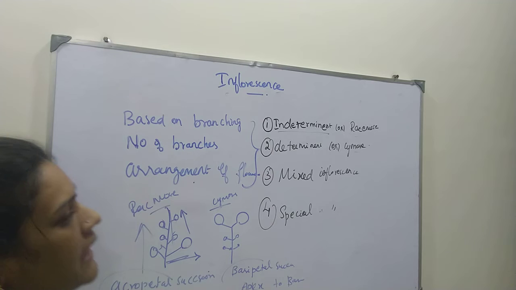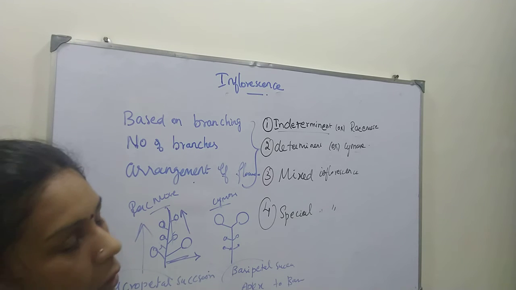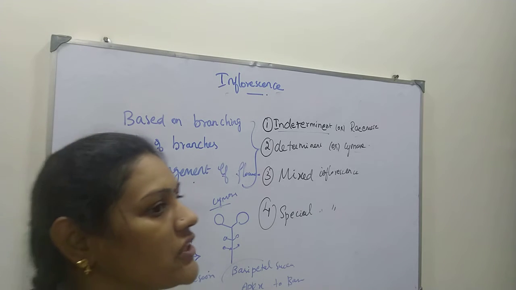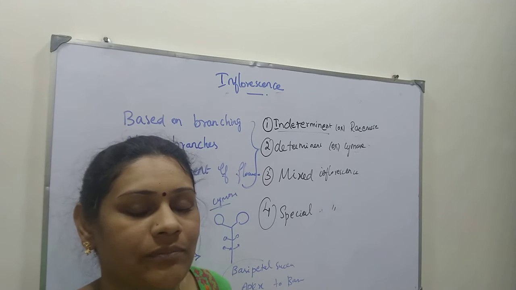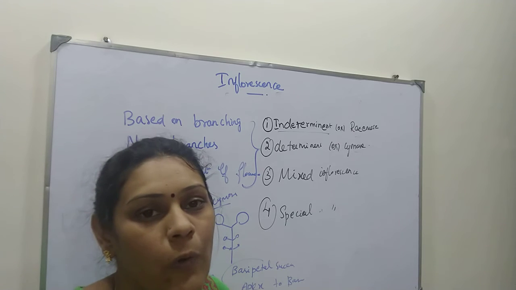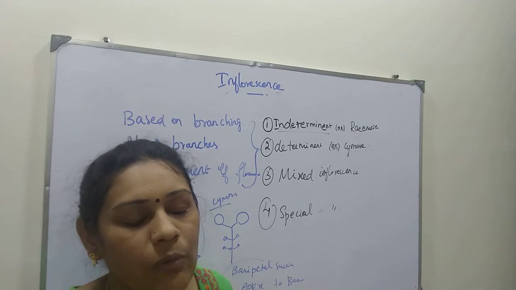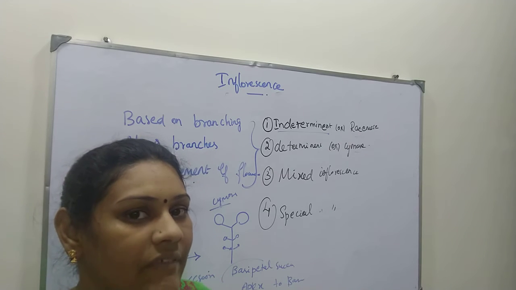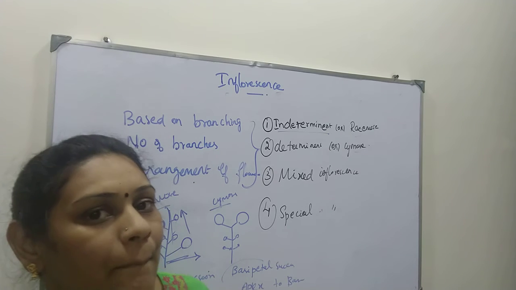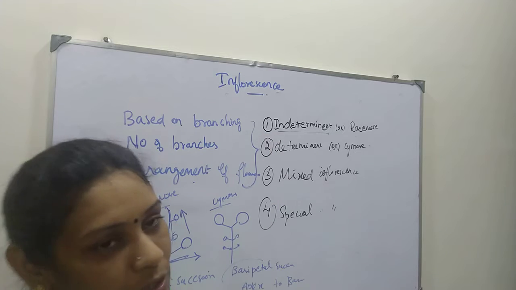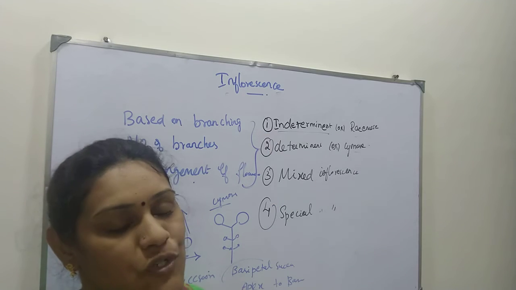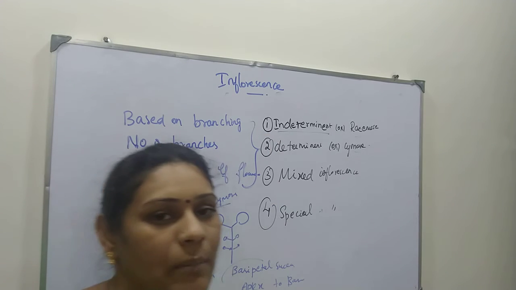What is inflorescence? I have explained it to you a lot of times in our online class. A group of flowers arranged in a particular manner, a particular arrangement, a particular order, that is called inflorescence. We are going to study the flower in detail in the later part of this lesson, but now I am going to explain only about inflorescence. Inflorescence is a group of flowers arranged in a particular manner.